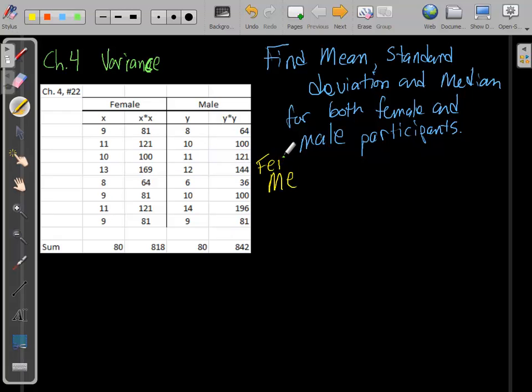So these are the female participants. By the way, you can read the question introduction on 22 and get a sense of what the problem's about. I just want to run through the numbers though.